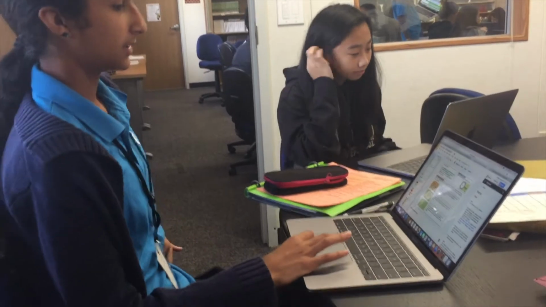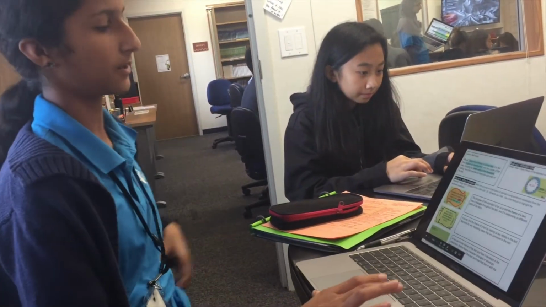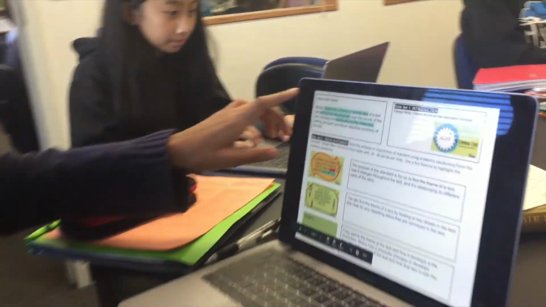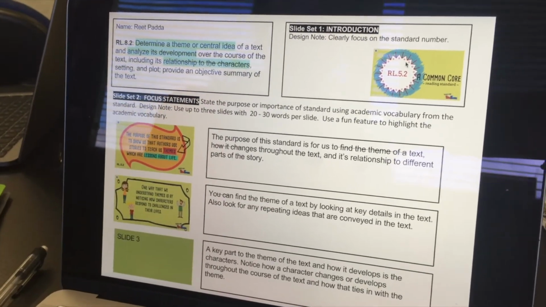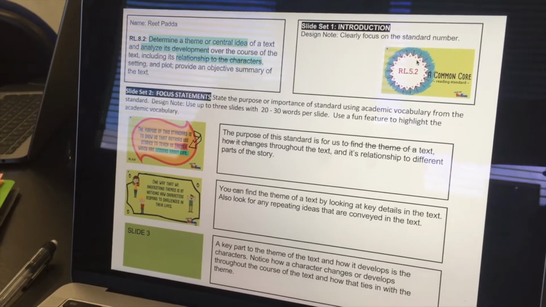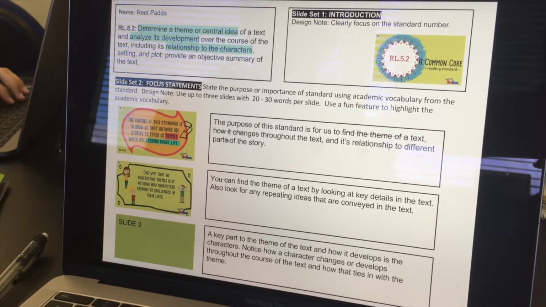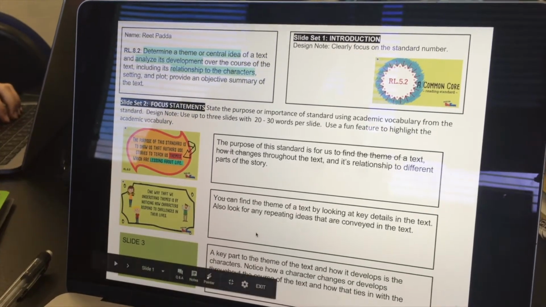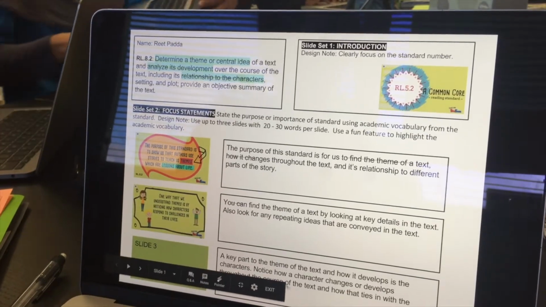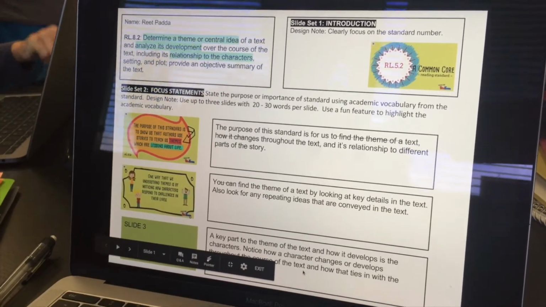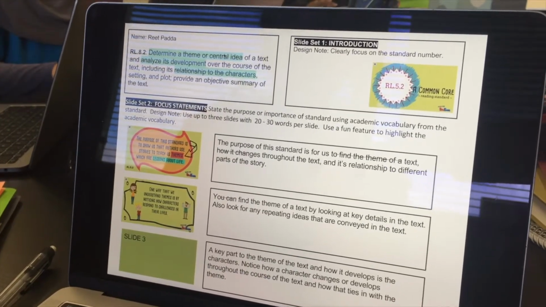Right now we're working on the ELA POP script, which is like the math POP script, except you have your name, you have your standard and the standard description. You're supposed to highlight the parts of the standards that you're focusing on in your video. You also want to make sure you have focus statements, like the purpose of the standard, how you can find the theme, or how you can find parts of the standard, or anything that's relating to the parts that you highlighted. So I highlighted the determine a theme or central idea.